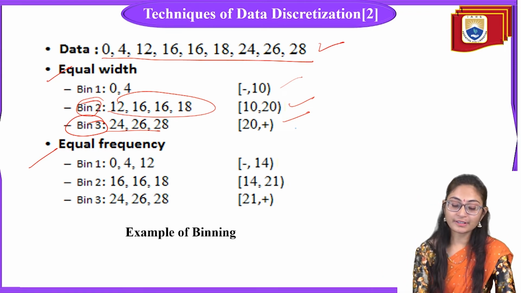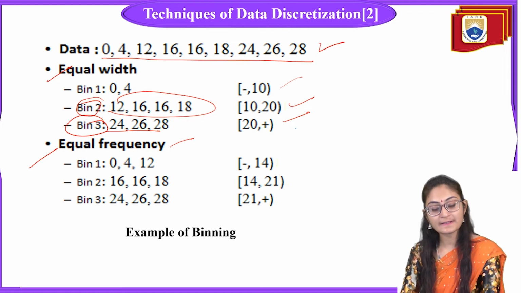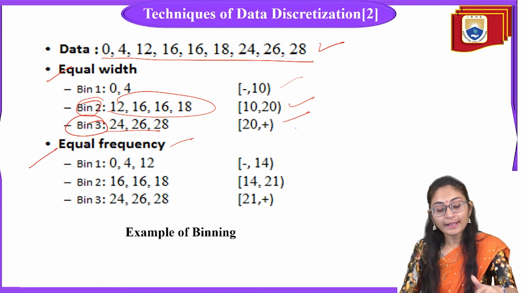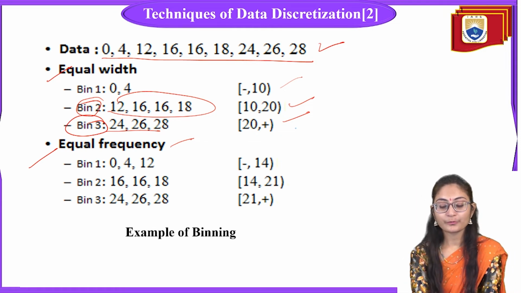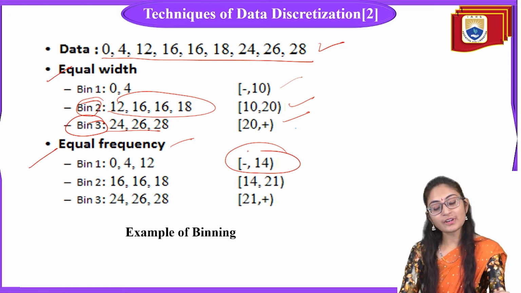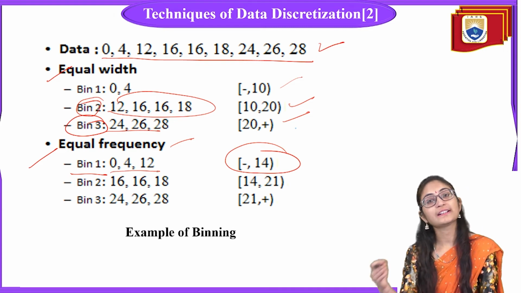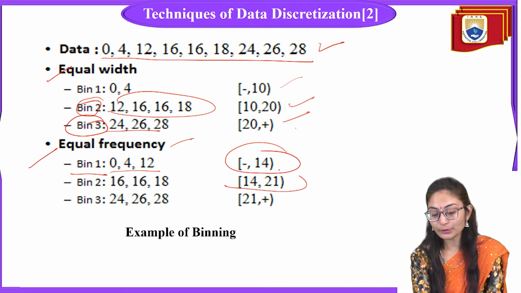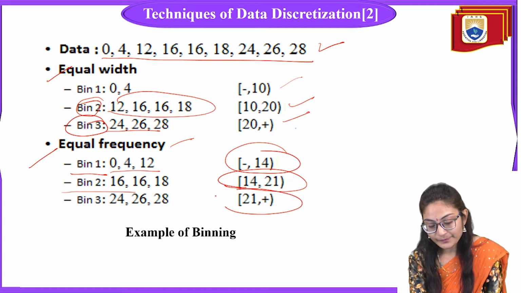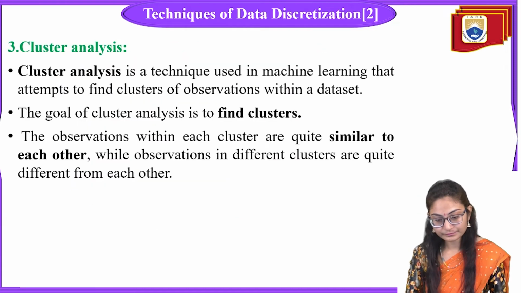Then I divided this data, I kept the data in the form of intervals or bins, by using equal frequency. In equal frequency, the first bin covers values less than 14, which are covered in bin 1: 0, 4, 12. Then bin 2, 14 to 21: 16, 16, 18. And bin 3, 21 plus: 24, 26, 28.